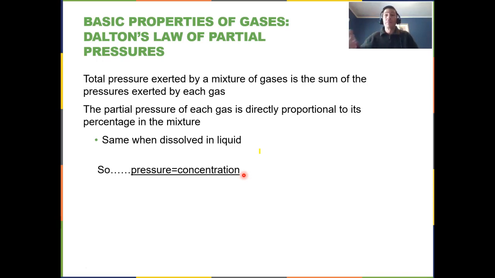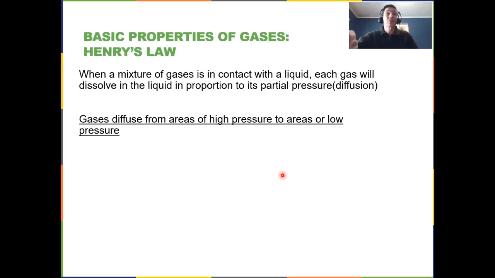For the rest of this chapter, whenever we're talking about respiratory gases, instead of talking about the concentration of CO2 in your bloodstream or the concentration of oxygen, we will simply talk about the partial pressure due to oxygen or the partial pressure due to CO2.